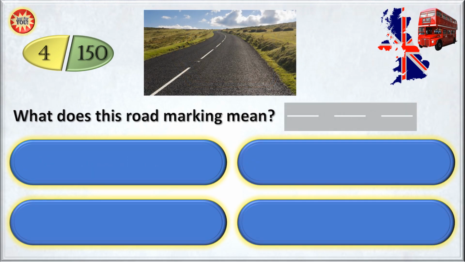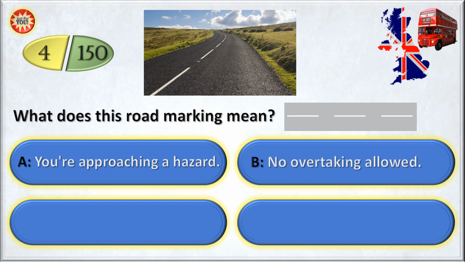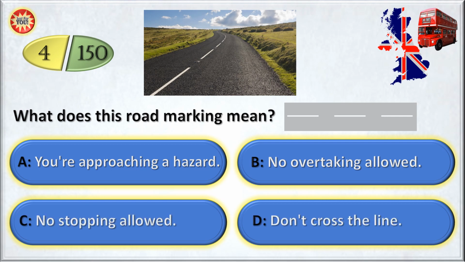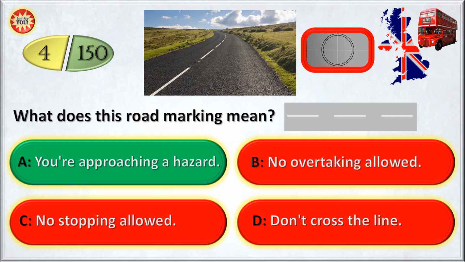What does this road marking mean? You're approaching a hazard. No overtaking allowed. No stopping allowed. Don't cross the line.